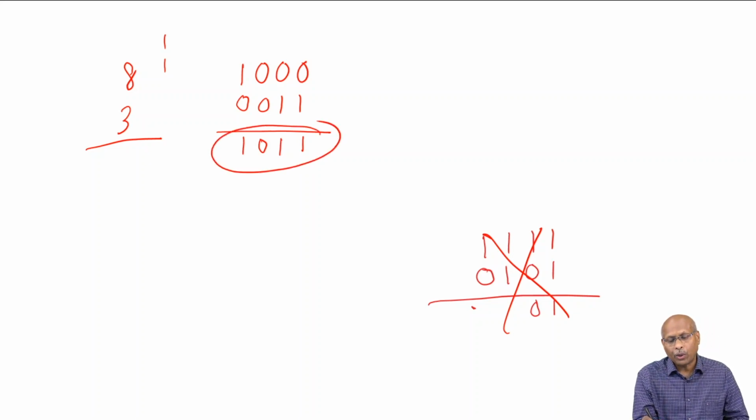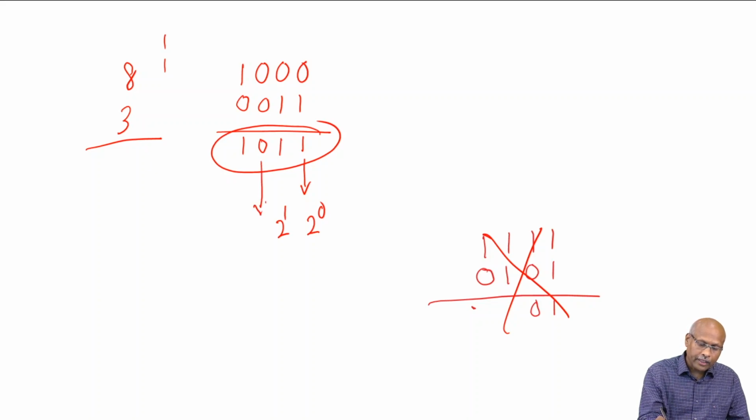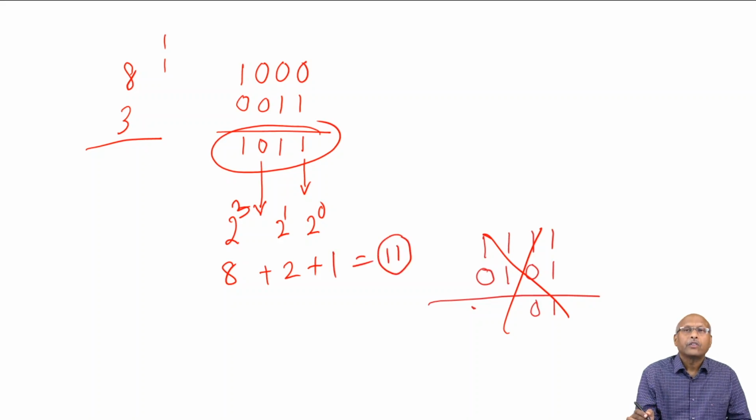So you got 1011. What does 1011 mean? This is 2 to power 0 position, this is 2 to power 1, and this is 2 to power 2. Sorry, this is 0, 1, 2, and this is 3. So 2 to power 3 means 8, 2 to power 1 means 2, 2 to power 0 means 1. So the answer is 11. To evaluate this, there is a formula called the 8421 formula.